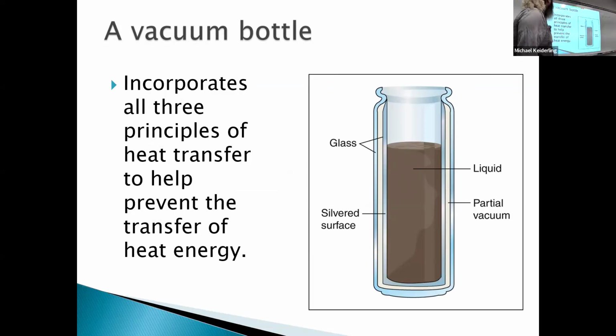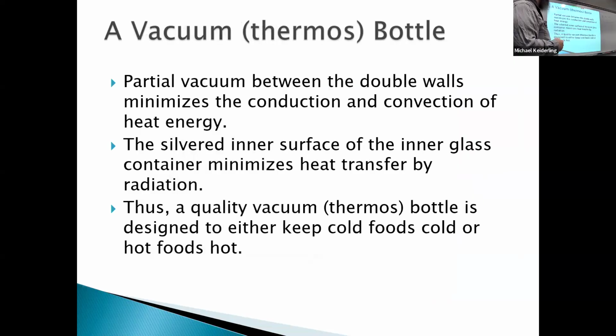It uses all three principles. The best ones are made of glass, because glass is not a very good conductor. They have a silvered surface on the inside to reflect back radiation, and a vacuum in between the layers. So this stops the transfer of all three forms of heat energy. The partial vacuum between the double walls kills conduction and convection, because there's nothing there to conduct and nothing there to convect.